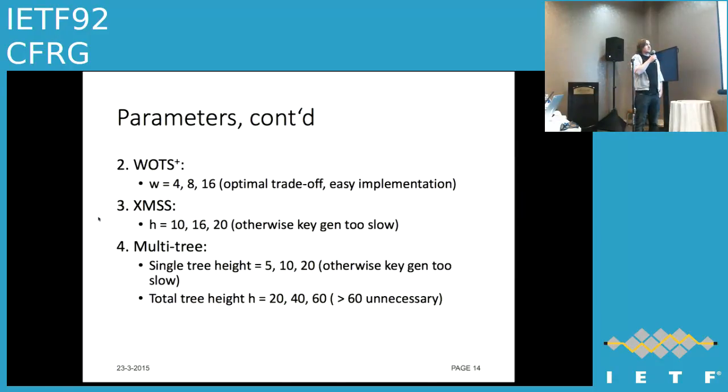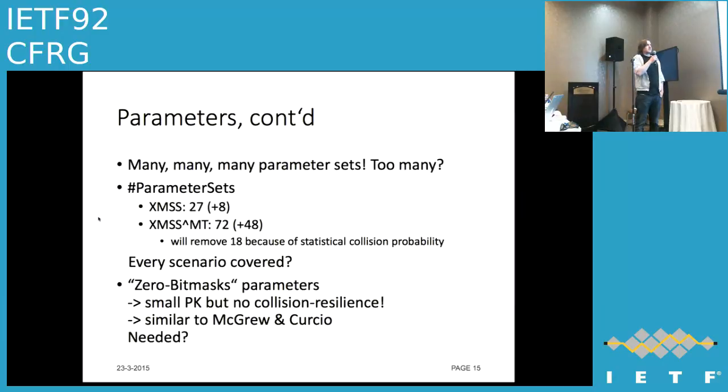Next. Now that gives many parameter sets. One question where we would ask for feedback is, are these too many? So we've got 27 parameter sets for XMSS. For the multi-tree version, 72. On the other hand, the second question for feedback would be, did we cover every scenario? So are there applications where someone would say, I would like other parameters?